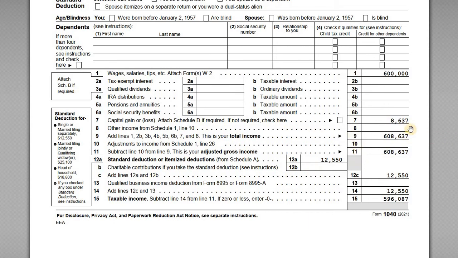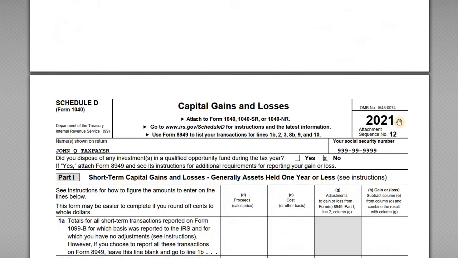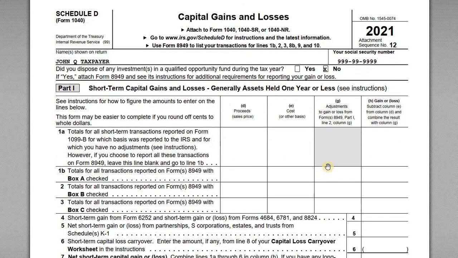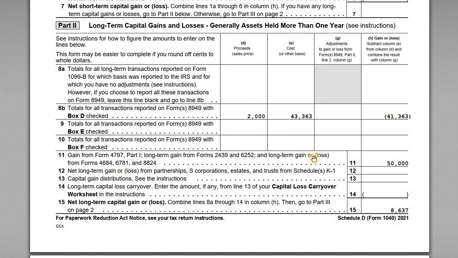Now we can see here on line 7, the capital gain that's ultimately flowing through is $8,637. So if we jump down to Schedule D here, we can see the amount of 1231 gain that's treated as long-term gain flowing through is 50K, right?